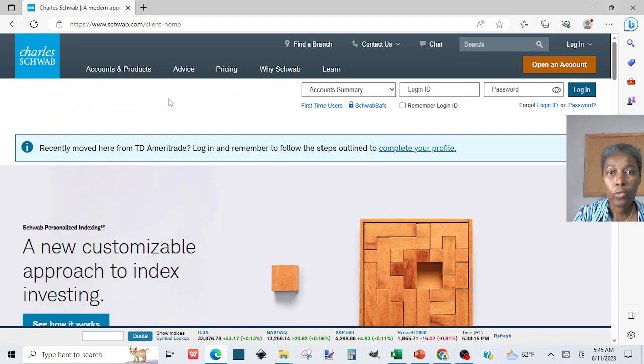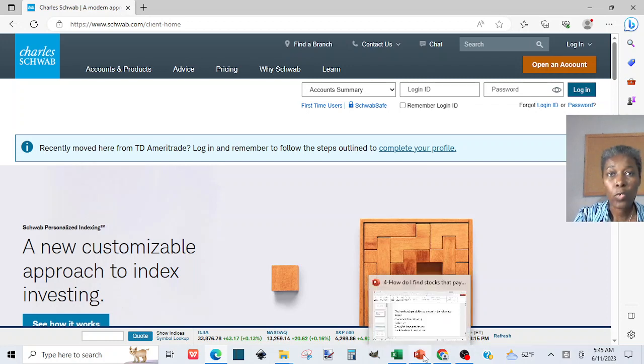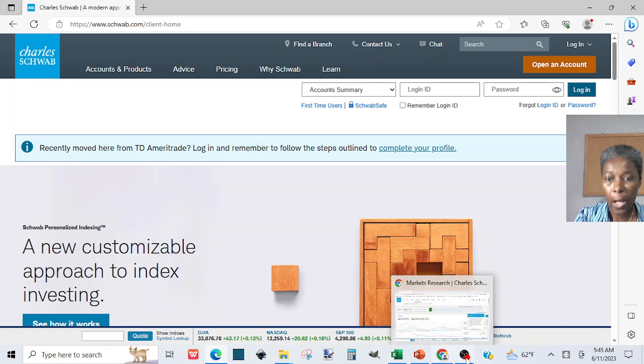First you log into your Charles Schwab account. We are going to find dividend stock using a Charles Schwab account. So if you have a Charles Schwab account, you type in Charles Schwab in your internet browser, put in your login information and log in. If you want to create an account with Charles Schwab, you can click on open an account to create an account with them.